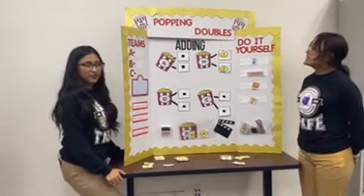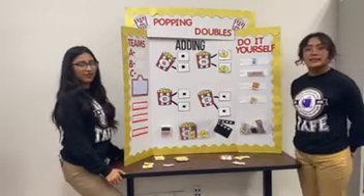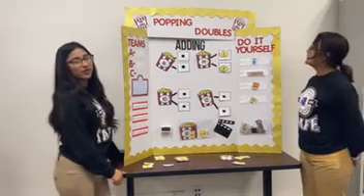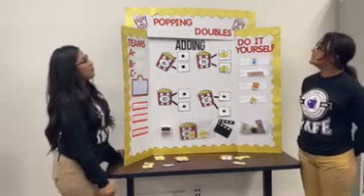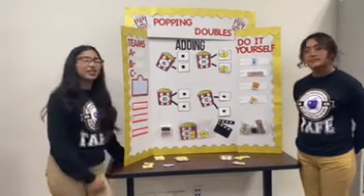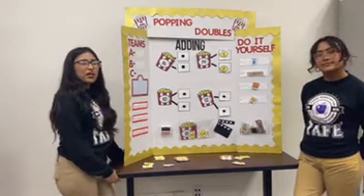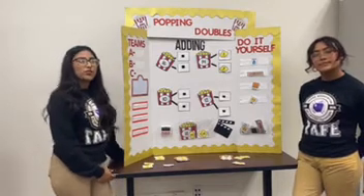We created this interactive bulletin board for our first grade class for 20 to 25 students. We named our poster Popping Doubles. One of our objectives is the learner will apply properties of operations to add two numbers.